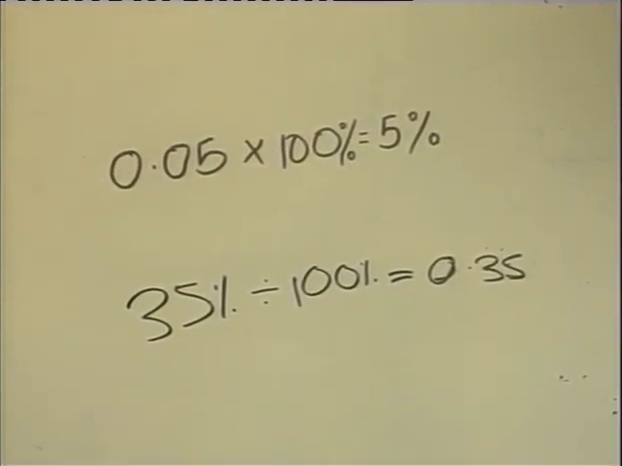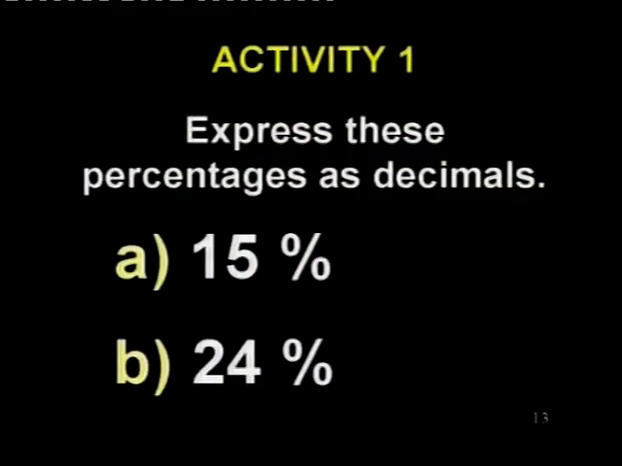Okay, these are just 2 examples. I would like you now to do the following activities. We have done examples. You have activity number 1. Express these percentages as decimals. You have A, 15%, change into decimal. B, 24% to a decimal. Make sure we follow the rule.